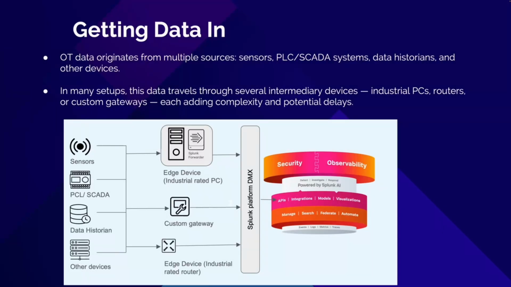In any industrial settings, your OT data comes from multiple sources: sensors, PLCs, SCADA systems, data historians, you name it. Traditionally, this data has to travel through several layers of intermediary devices like industrial PCs or custom gateways. Each of these steps adds complexity, creates potential delays, and can even lead to data loss or inconsistent formatting. As you can see in this diagram, this is a complicated path. To do predictive maintenance right, we need to simplify this.